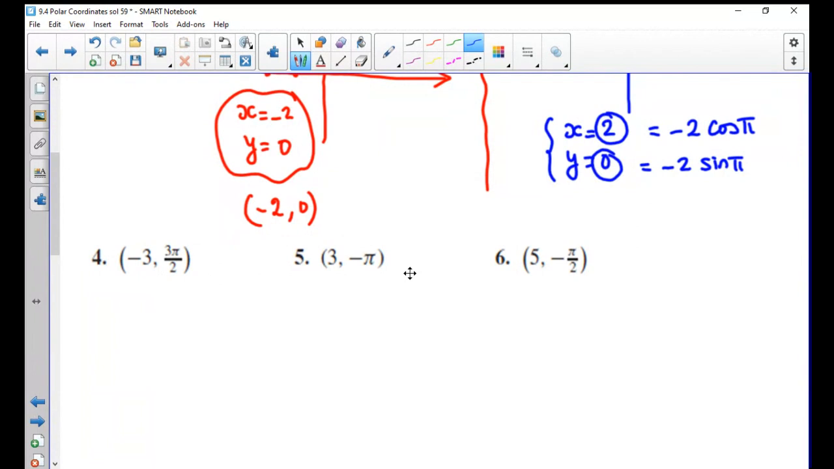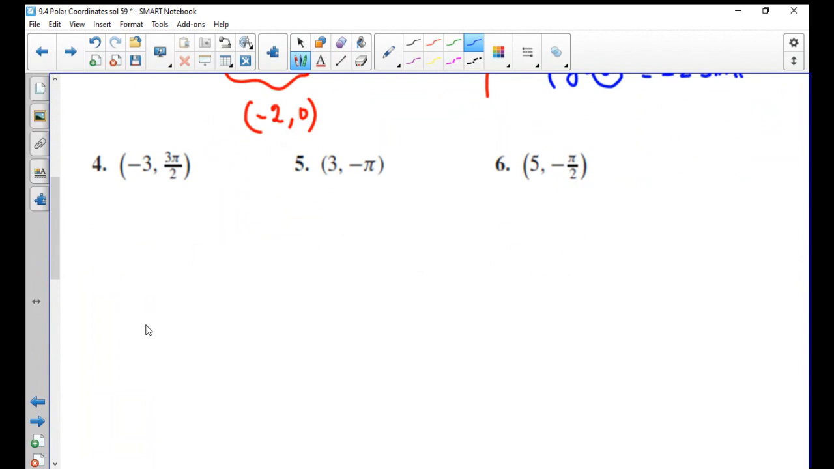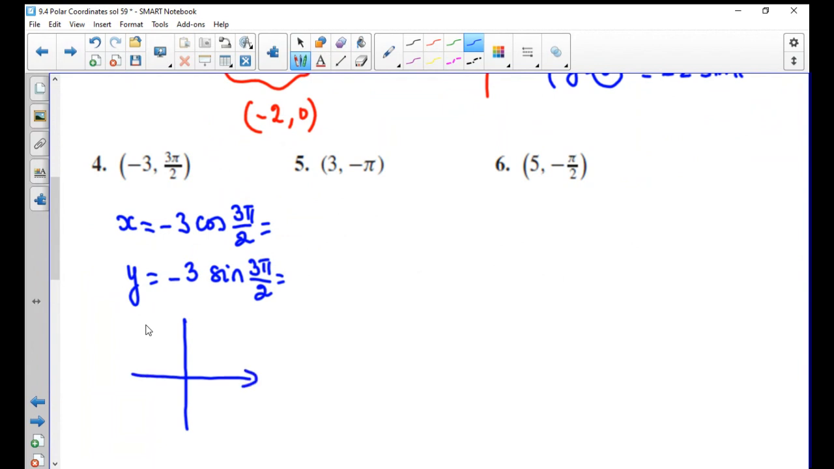Sometimes to find x and y, you need to use the rule x equals r cosine theta and y equals r sine theta. So you need to do that. Here x will be minus 3 cosine 3 pi over 2, and y will be minus 3 sine 3 pi over 2. And then you can graph. You can do it this way: find x and y, and then graph the point.